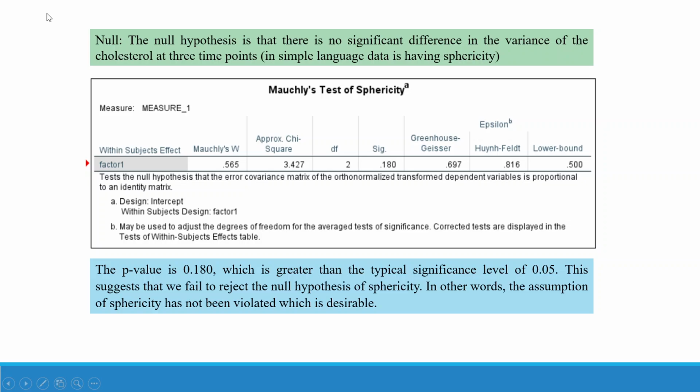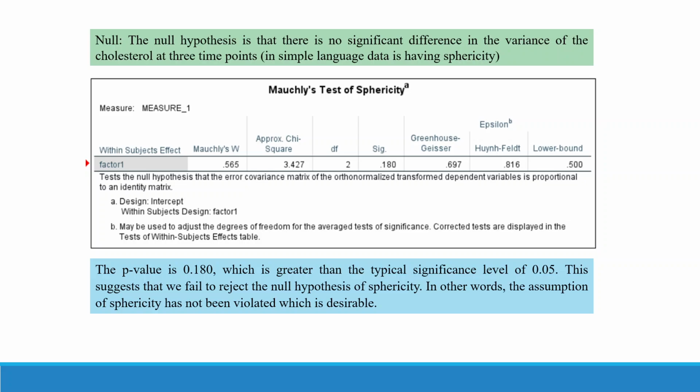What is our null hypothesis? The null hypothesis is that there is no significant difference in the variance of the cholesterol at the three time points. Just recall the sphericity slides. In simple language, the data is having sphericity. See the value of Mauchly's W, that is 0.565. See this value, 0.180. Normally Mauchly's W should be nearer to 1 to achieve sphericity, and the p value should be more than 0.05 to achieve sphericity.